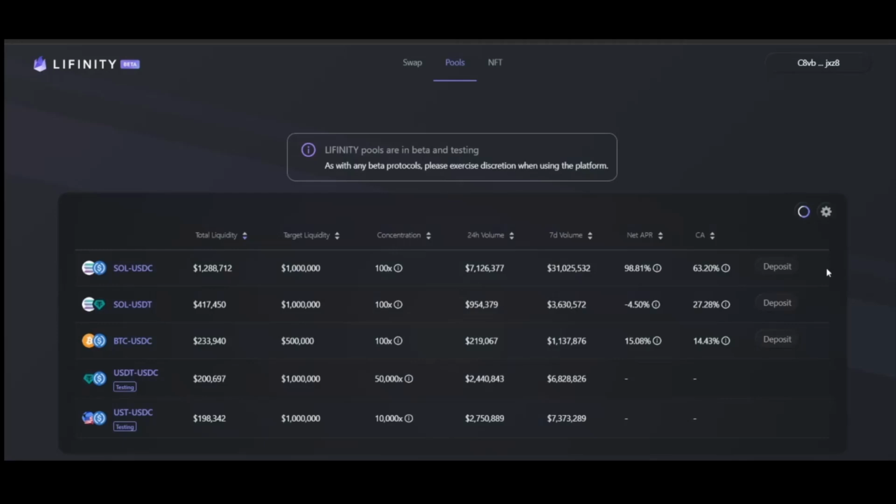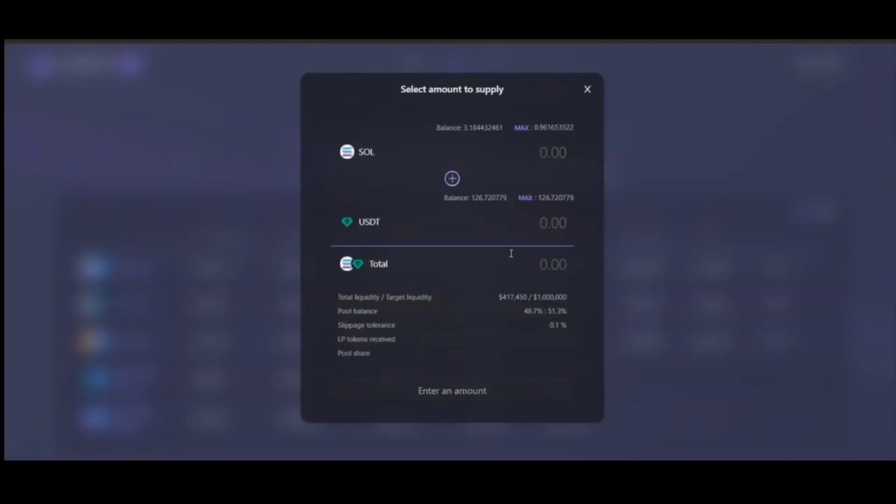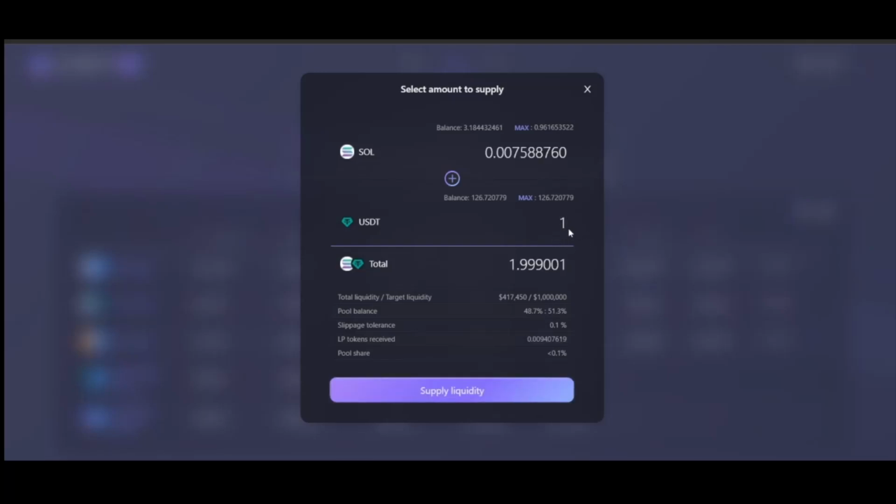All right, so now that we've gotten those things out of the way, let's try depositing into one of the pools. Like we said earlier, Sol USDC already is past the target liquidity, so we will not be able to deposit there. So let's try Sol USDT. All right, we're shown this interface where we can input the amount of Sol and USDT that we want to deposit. So for example, if I type 1 USDT here, it'll auto-populate the Sol field.